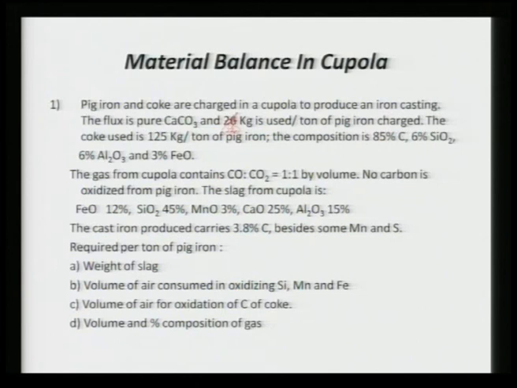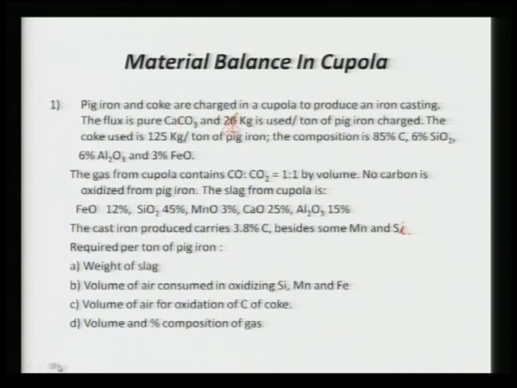Let me make a correction here. This is not sulfur, this is in fact silicon. So, it has some silicon. Now, what is required per ton of pig iron? You have to calculate the weight of slag, the volume of air consumed in oxidation of carbon of coke, and the volume and percentage composition of gas. These are the things you have to calculate.